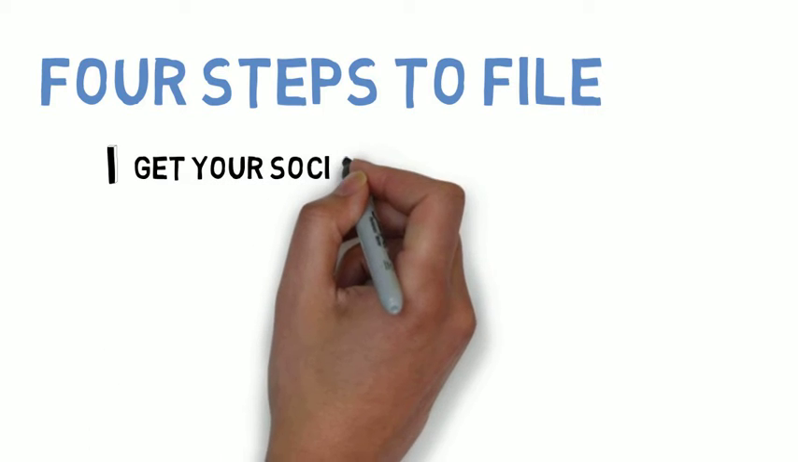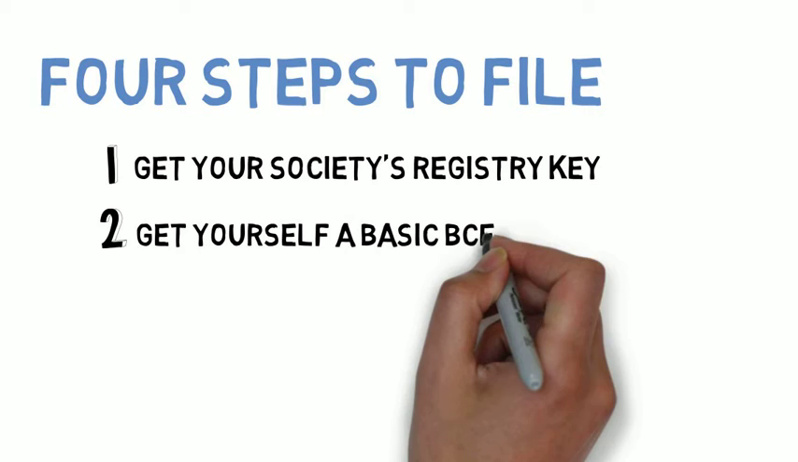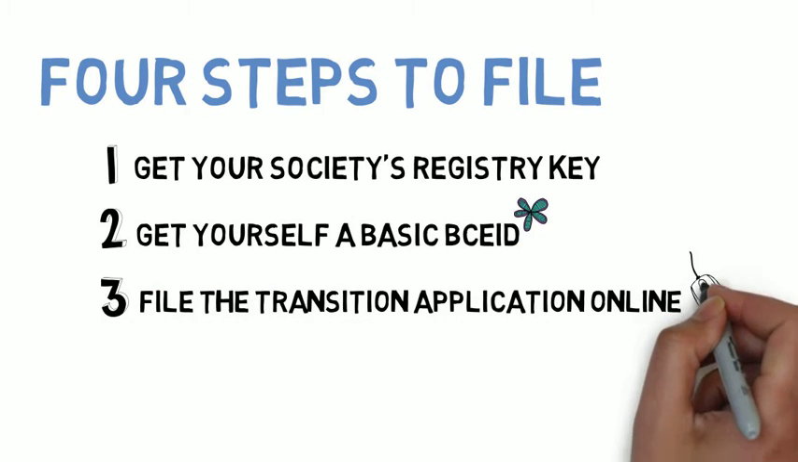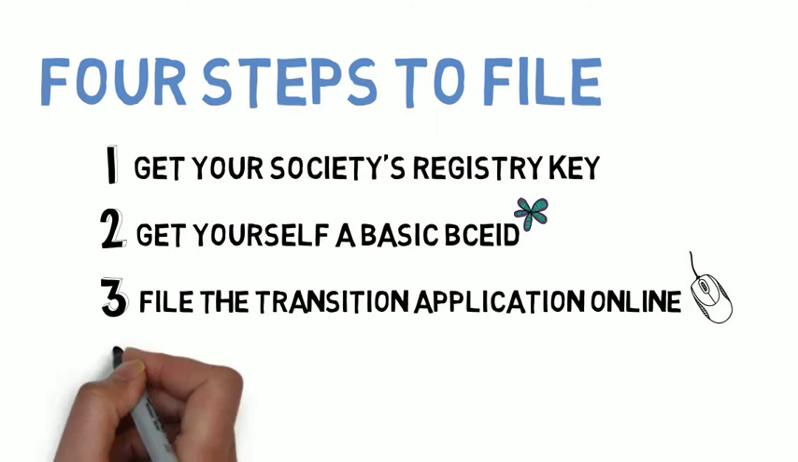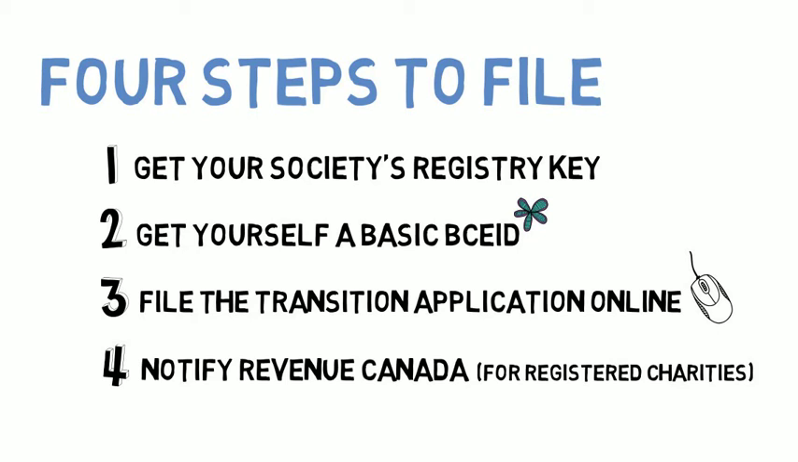1. Getting your society's registry key. 2. Getting yourself a basic BCE ID. 3. Filing the transition application online, where we'll work through screens of what you'll see when you go online to file. And 4. Notifying Revenue Canada, if your society is a registered charity.